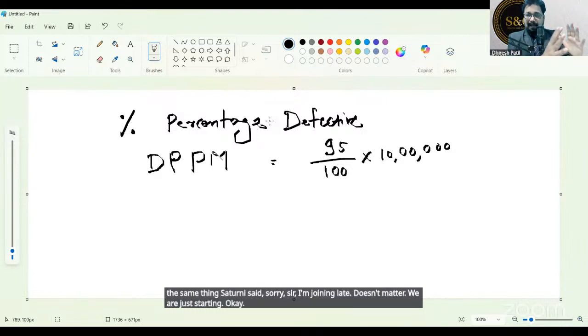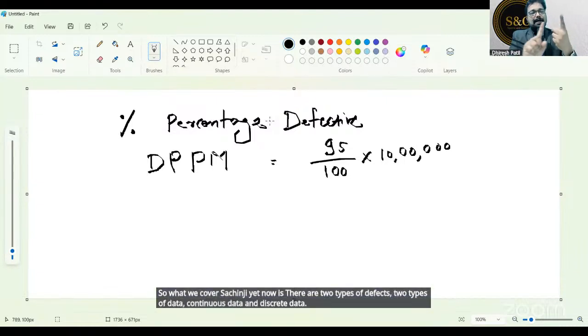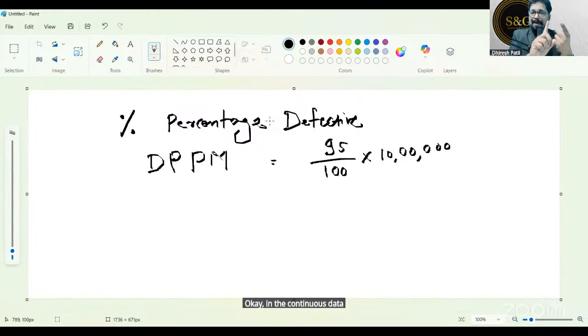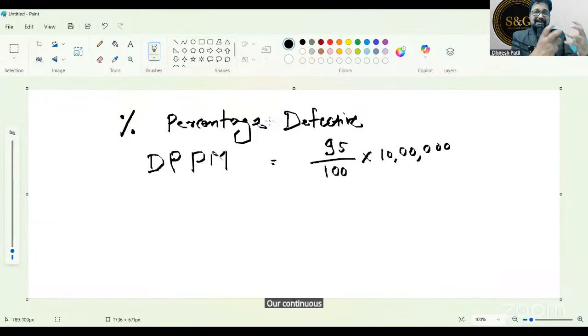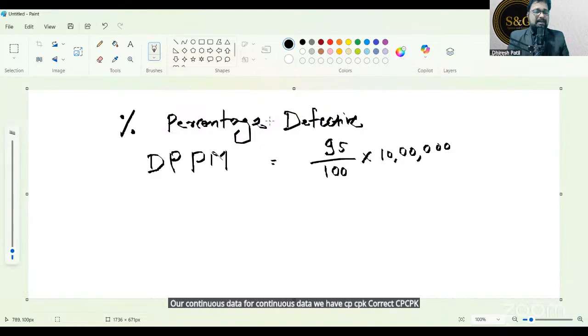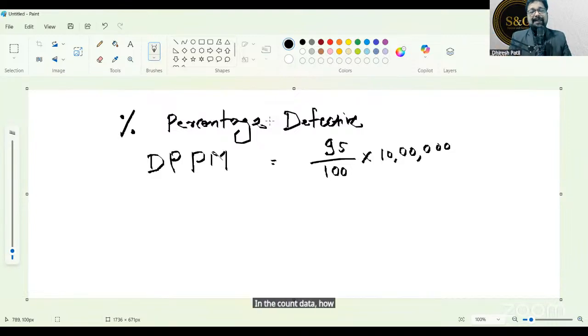So what we covered, Sachinji, is that there are two types of data, continuous data and discrete data. In continuous data, we have the measurable aspects like length, weight, height, temperature, pressure. All these which can be expressed in decimals are continuous data. For continuous data, we have CP, CPK and Z-score as the process capability indicators. When it comes to discrete data, where we have count data, how do we check the process capability? We have PPM and we have DPMO.